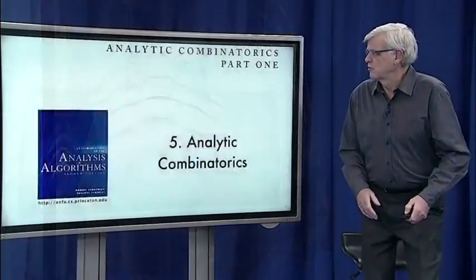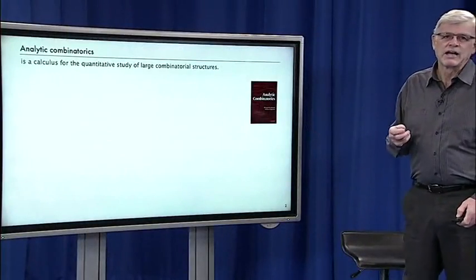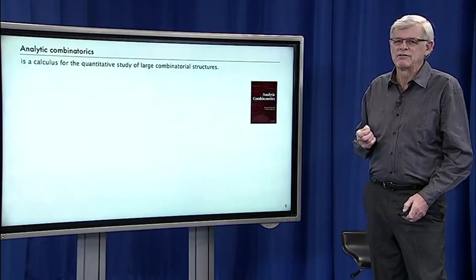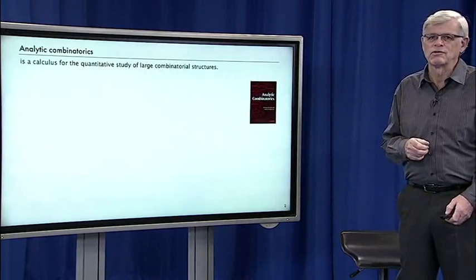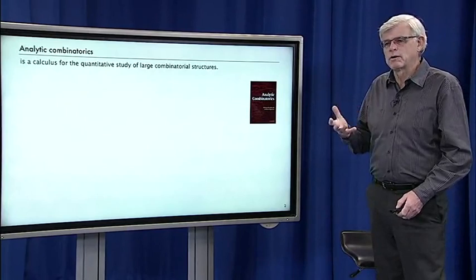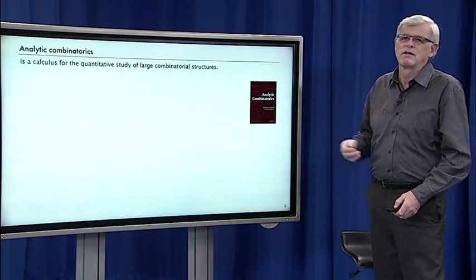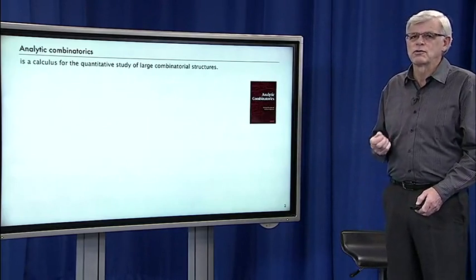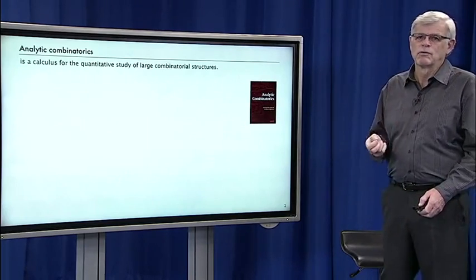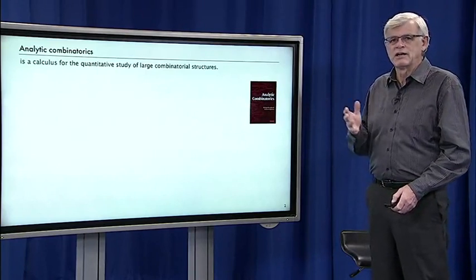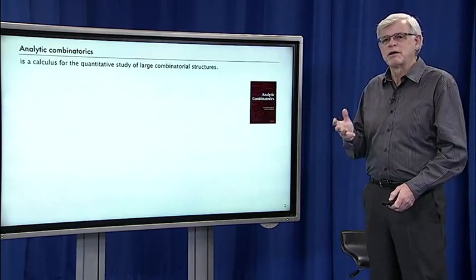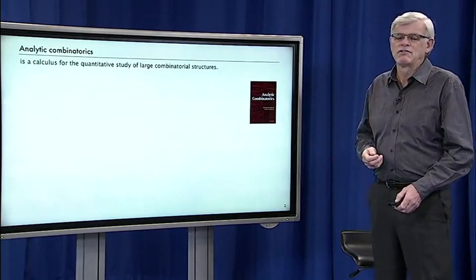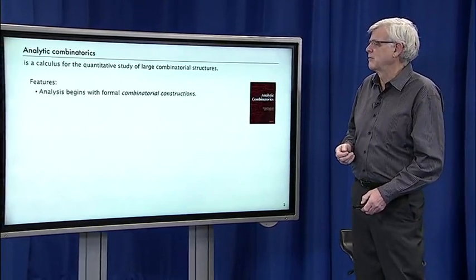And I hope by the end of this lecture you'll have a pretty good idea of what analytic combinatorics actually is. We'll just start with a brief overview. Analytic combinatorics is a calculus for the quantitative study of large combinatorial structures. And most of the work behind analytic combinatorics is set forth in our book Analytic Combinatorics that'll be the basis for part 2 of this course. But it also plays an important role in the analysis of algorithms and in the tie between elementary combinatorics and the kind of analysis that we need to really study computer programs.